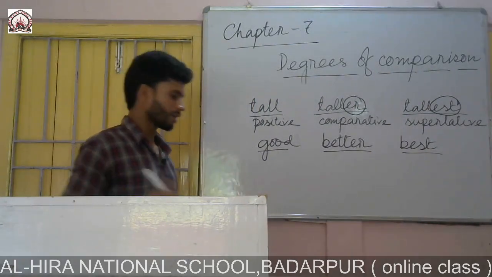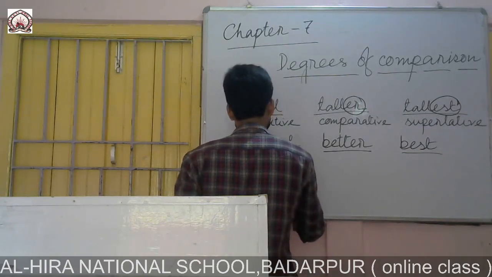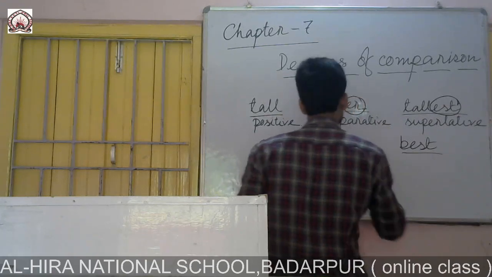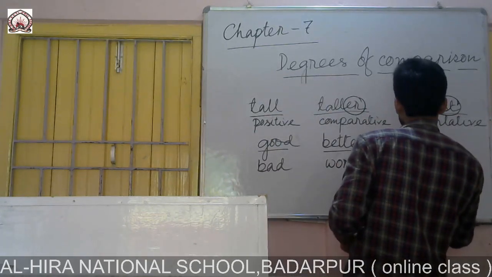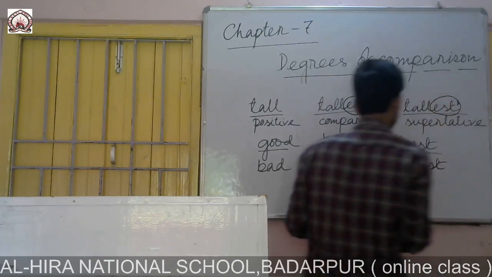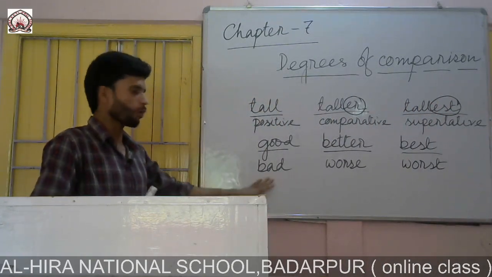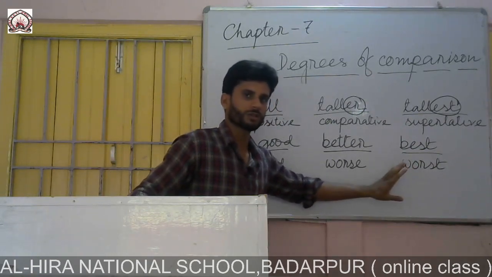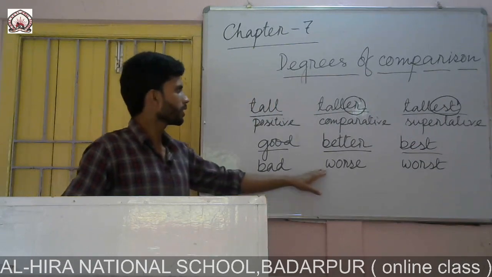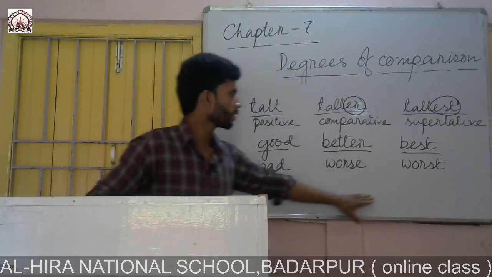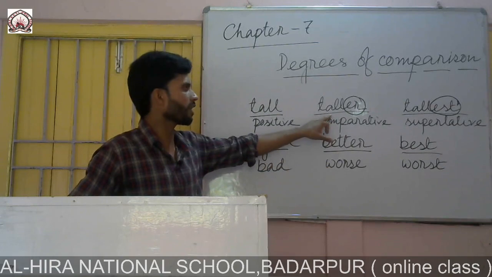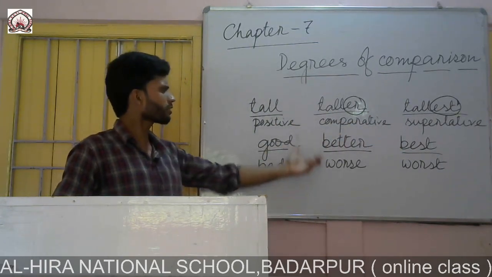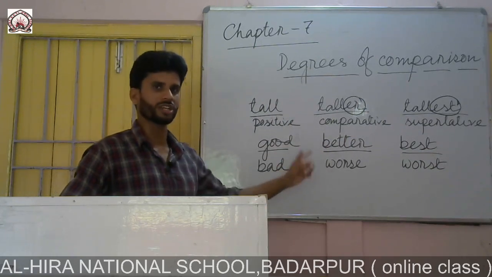Some words completely change, like if I write bad, then the comparative of bad will be worse and superlative will be worst. Bad is the positive degree, worse is the comparative degree, and worst is the superlative degree. So you see the words have completely changed here. The case is not the same as the first sentence. Here it was taller, tallest. In the next two cases, you see that words have completely changed.